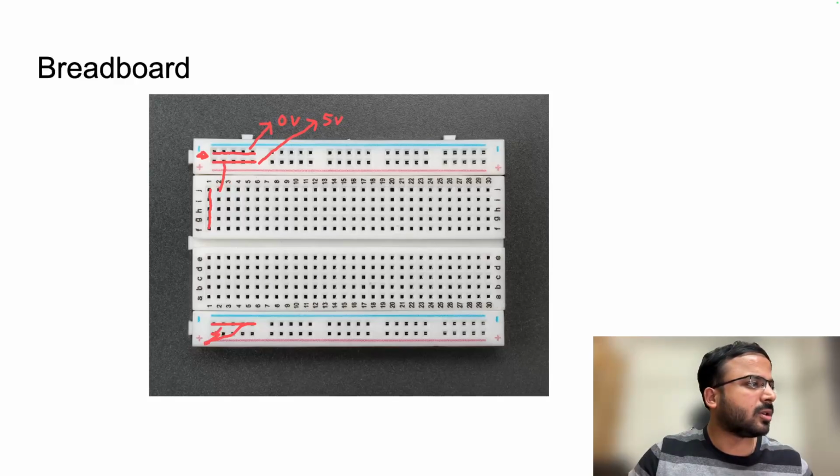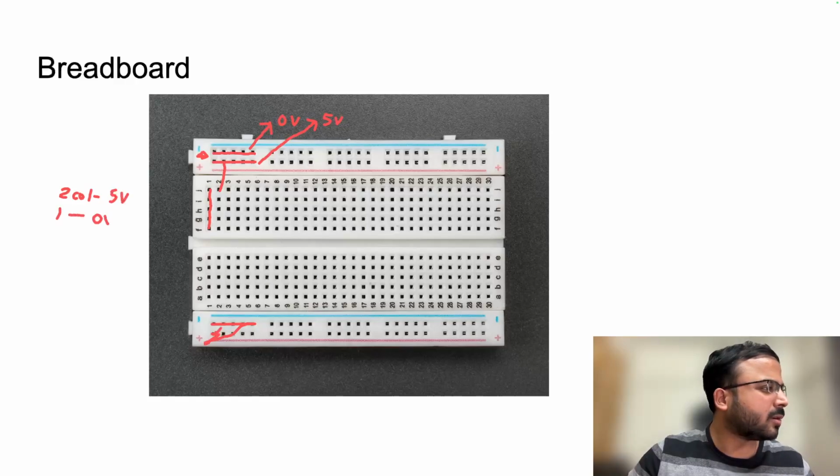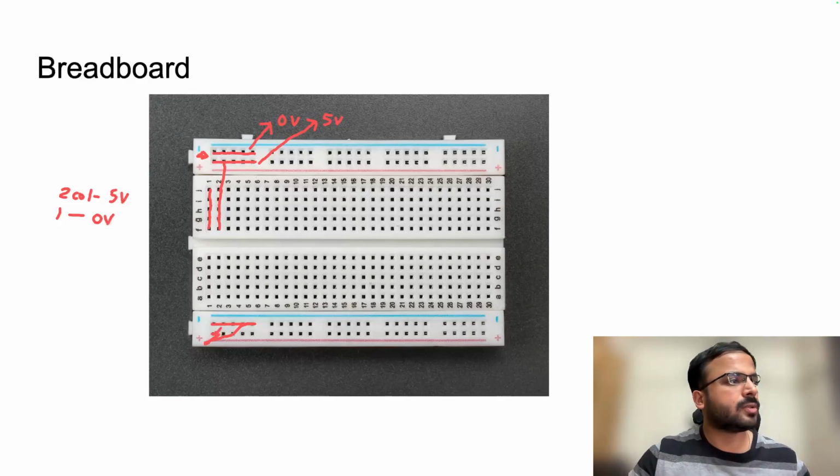So now this second column will be at 5 volt and the first column will be at 0 volt, right? So all these ports will be at 5 volt and this will be at 0 volt. So this is how this breadboard works, right? And it gives you a lot of flexibility, right? So now let's go over.